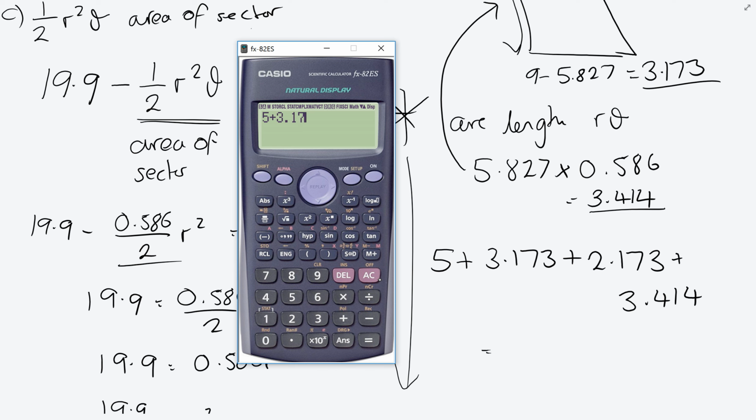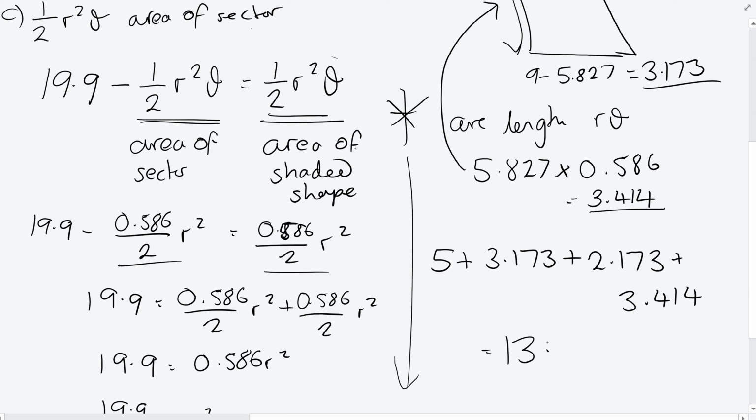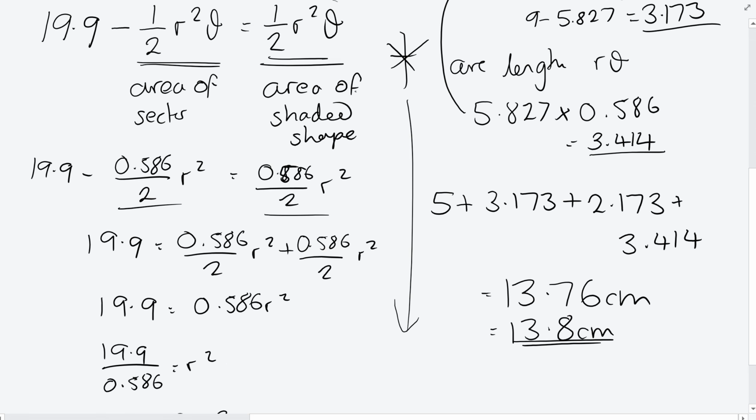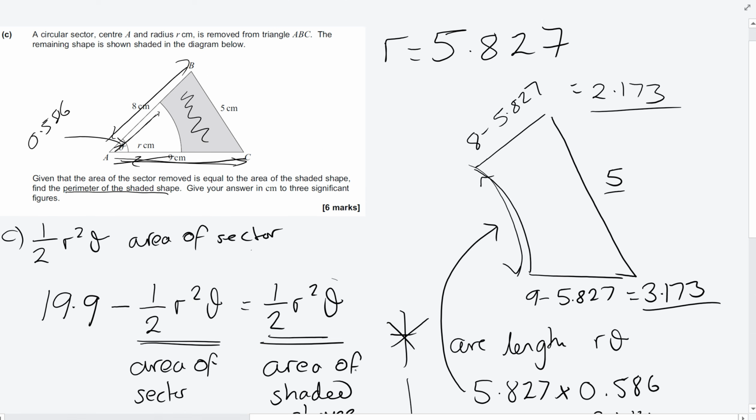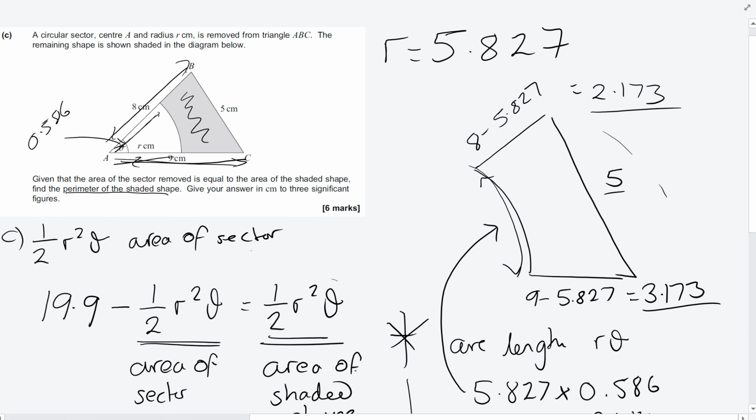So very quickly, popping all those into your calculator, I get the solution of 13.76, which I'm going to round to 13.8 centimetres for the final perimeter of that shape. Just to recap, we found out what R was, and then we substituted R into this situation to find out the perimeter of the shaded section.